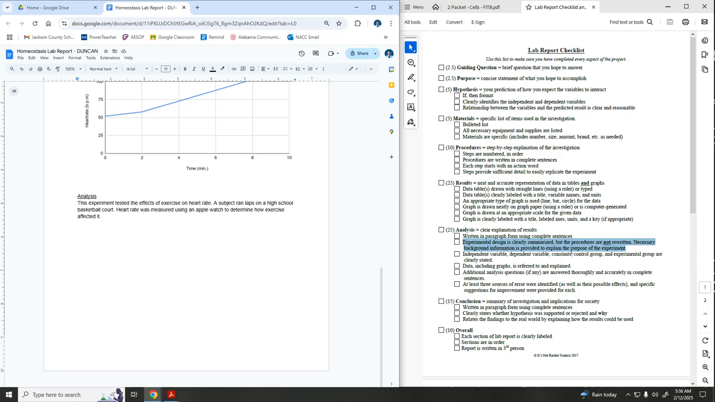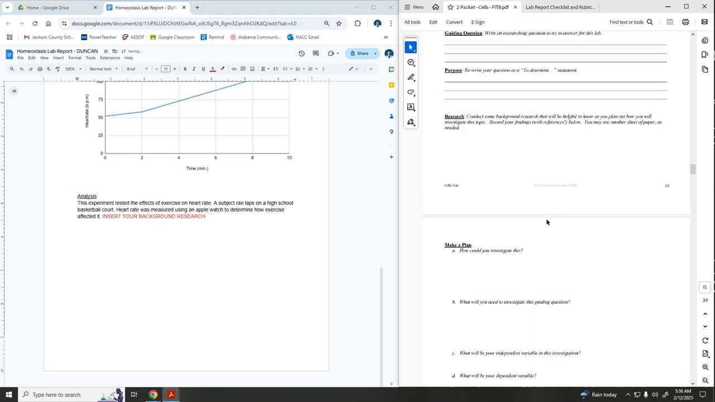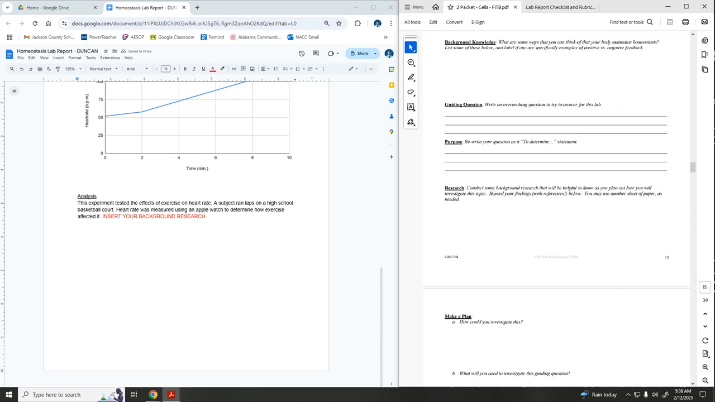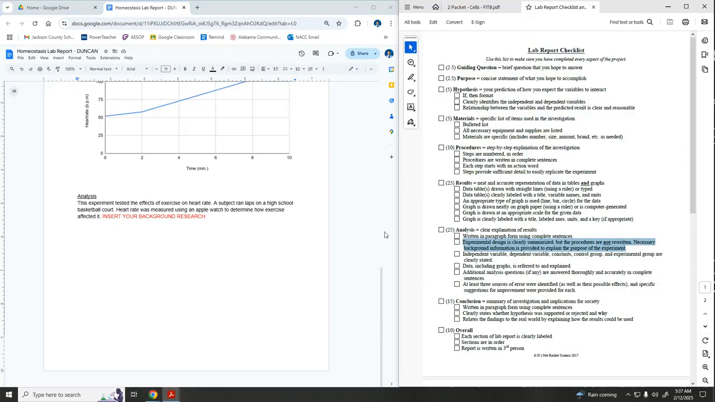Necessary background information is provided to explain the purpose of the experiment. So here is where you are going to insert your background research that you performed. So over here in our packet, that was right here on page 15. It says record your findings with references below. So I never came and checked that. Once again, don't be batting from behind. Got to stay on top of this stuff. So put your background research here relating what you found back to heart rate increasing. So that demand for oxygen or whatever it was that you found.